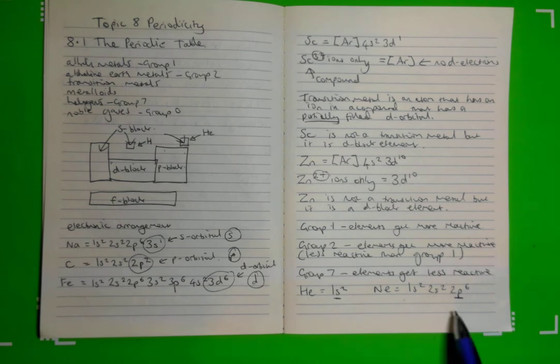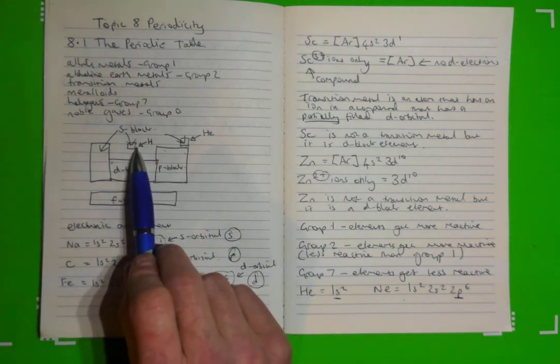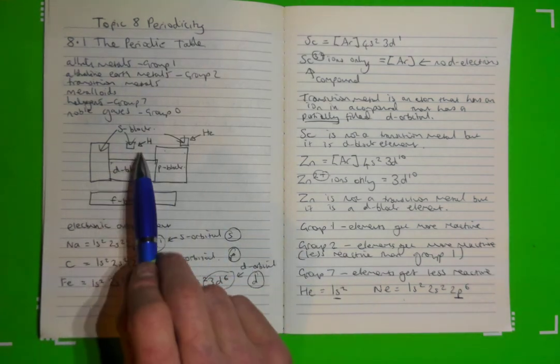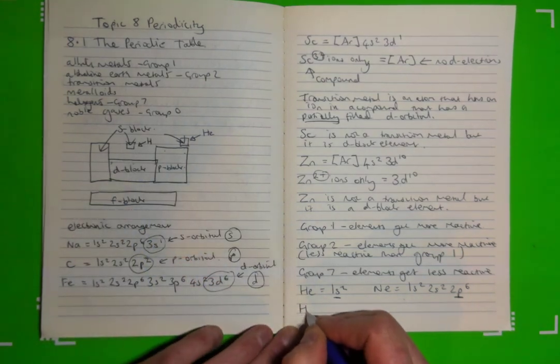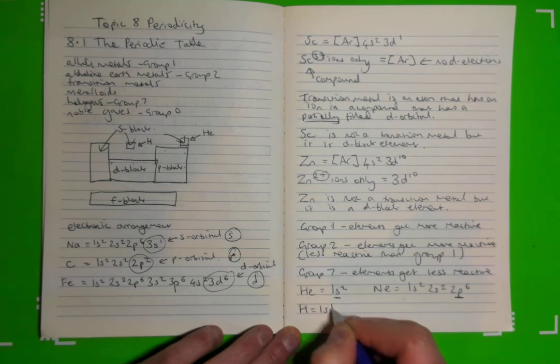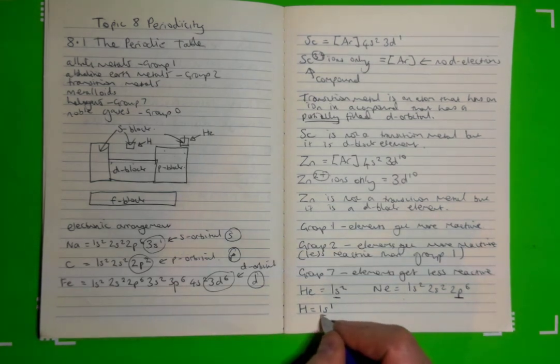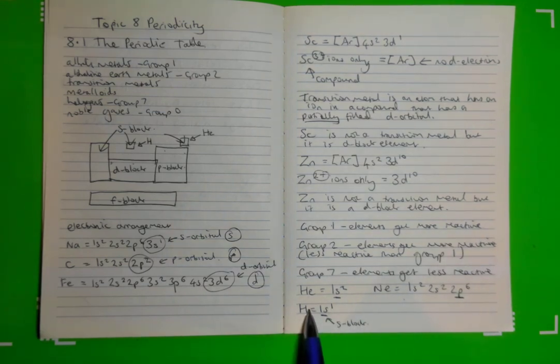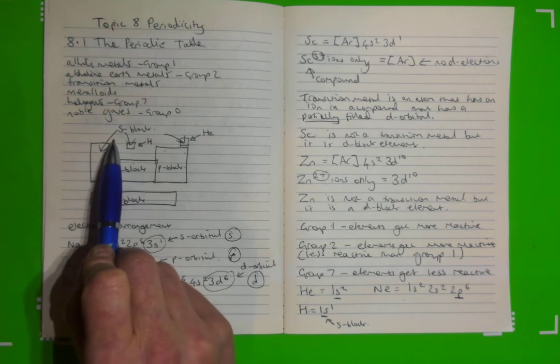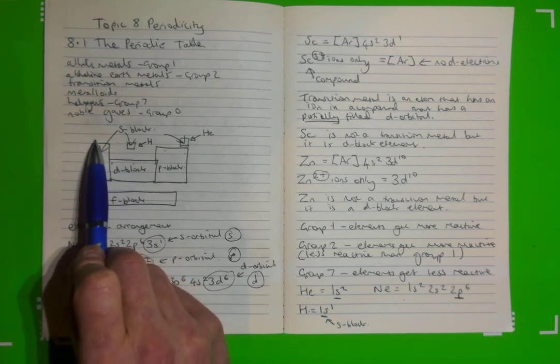Another one, which is a bit strange, is something like hydrogen here. So hydrogen has an electron arrangement 1s1. So it's definitely an S block element. Sometimes you might find hydrogen just at the top here of group 1, just above lithium in the periodic table.